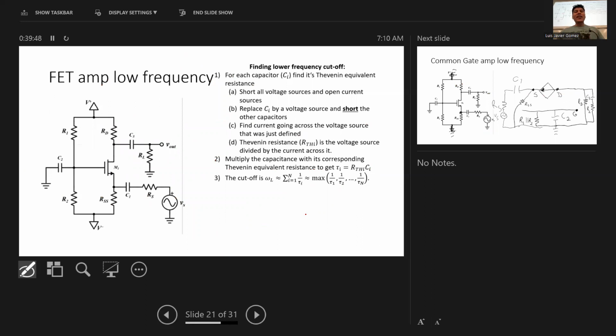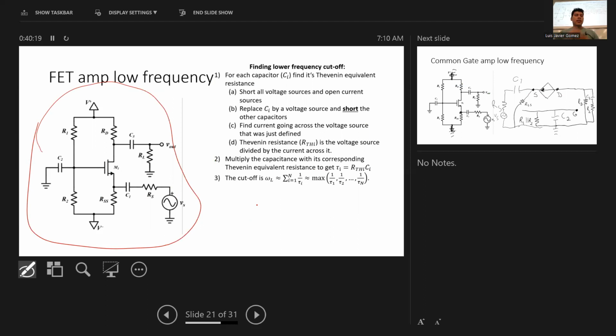How we're going to find this omega low is we're going to find the taus for each capacitor. That's what we did in the first example, and we actually have time for the second example, and there's a third example in the slides, so we'll just very rapidly go over it. So we start with this circuit, so we can draw the small signal equivalent model. So let's just draw that. What kind of amplifier is this?